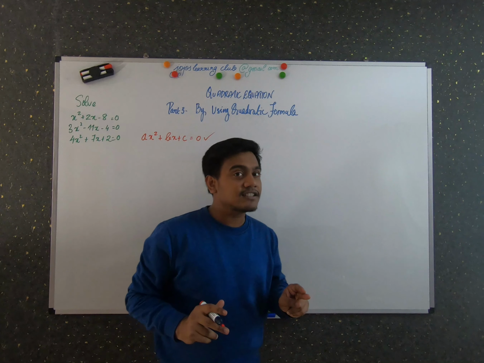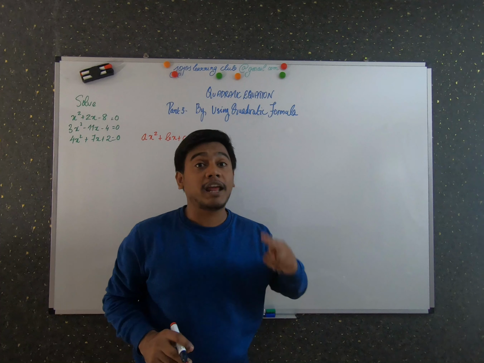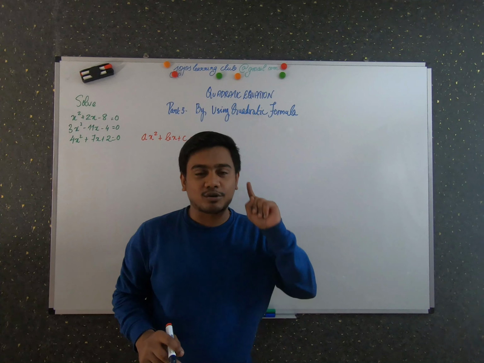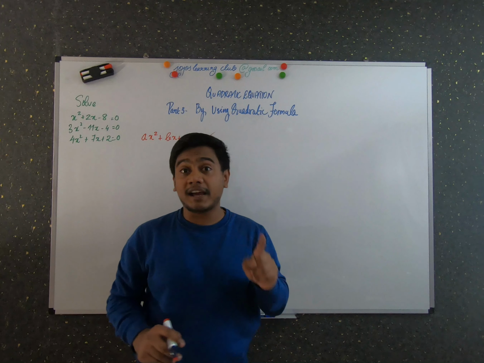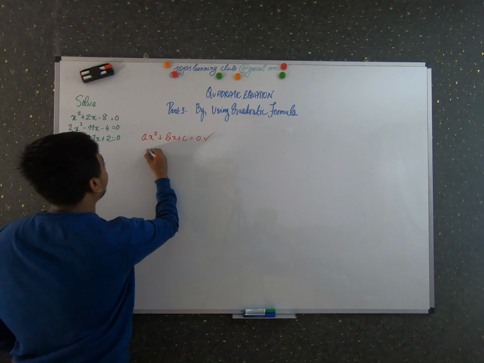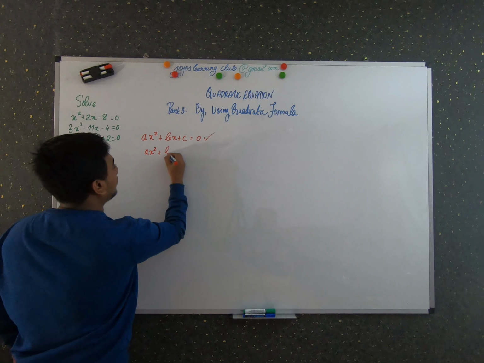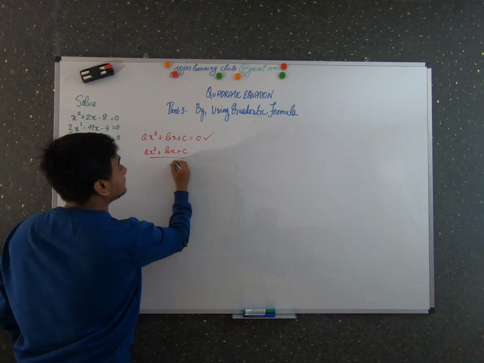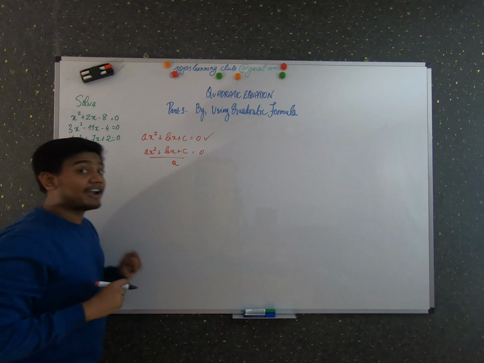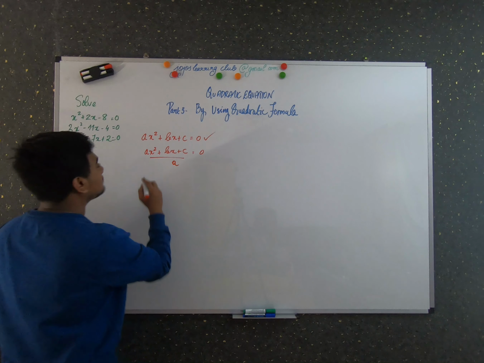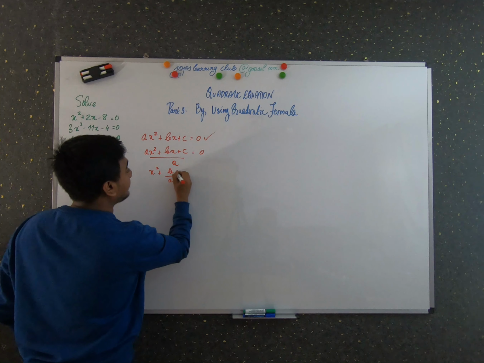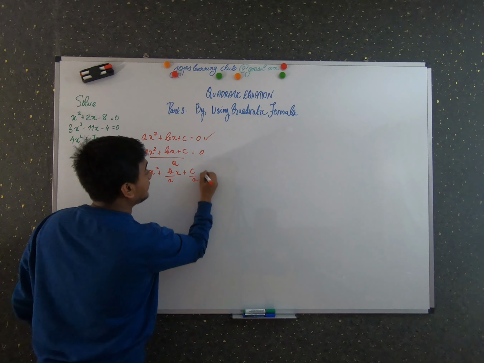And what is the second step? The coefficient of x square should be unity, that is, the coefficient of x square should be 1. To make the x square term 1, what do we have to do? We have to divide all the terms, that is ax square plus bx plus c equal to 0, by a. So you divide by a so that it becomes 1 over here. So x square plus b by a x plus c by a equal to 0.